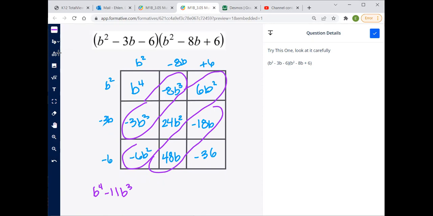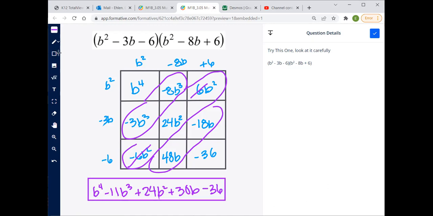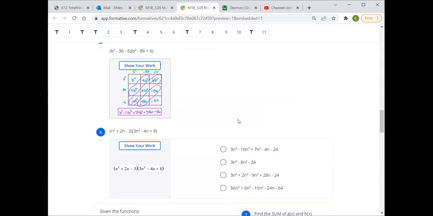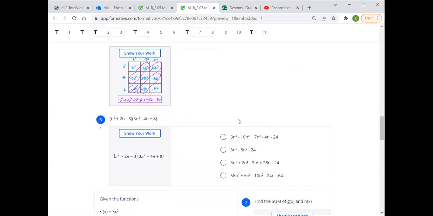b to the 3rd. Negative 6, positive 6, ooh, those cancel each other out. So I have 24b squared. 48 minus 18 is positive 30b, and last but not least, negative 36. And there's your answer. Kind of looks like a fun game.